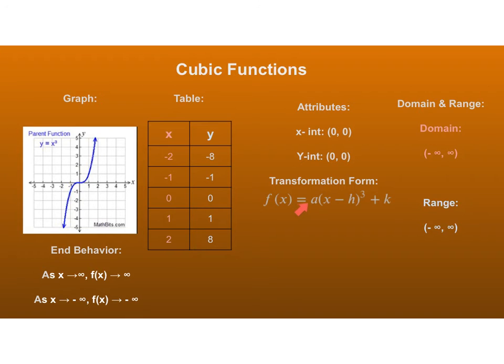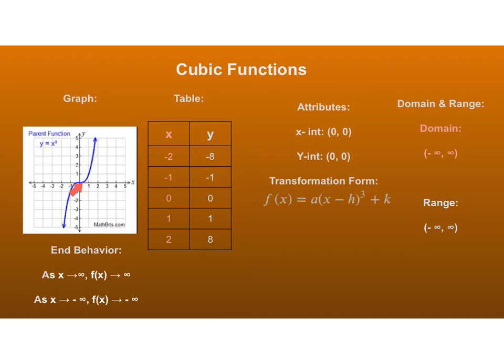And in the transformation form, we do have a in front of the parentheses, h is inside the parentheses, and k is at the end. Now the domain, if you don't see a stopping point, that means it's going to be going infinitely. So to the left right here, I don't see a stopping point. Even though it's going down forever, the x value is also decreasing. So my x value is negative infinity, and it's going to go forever to positive infinity.